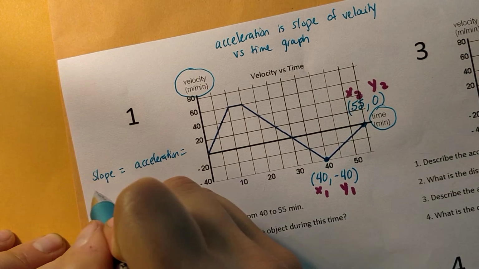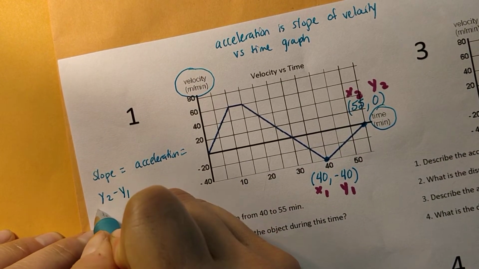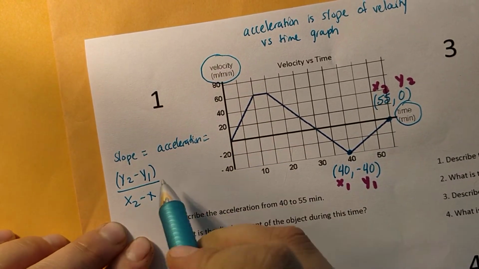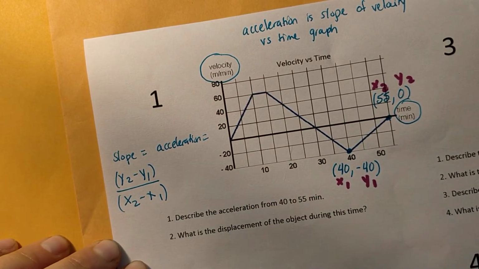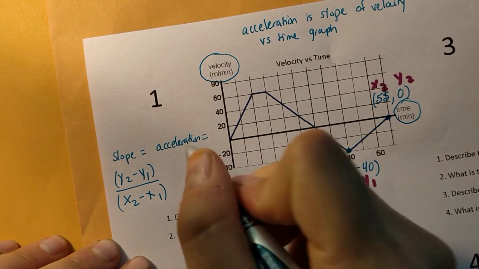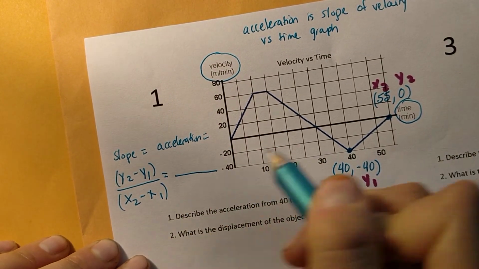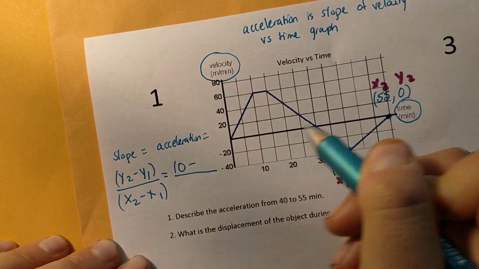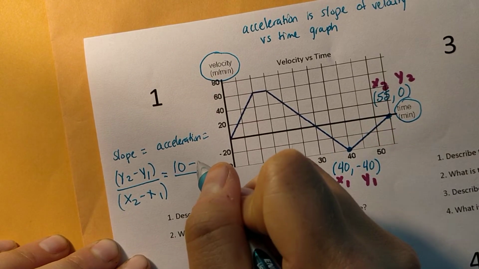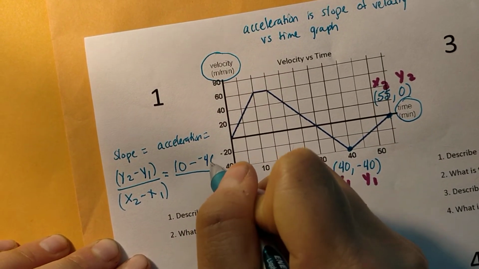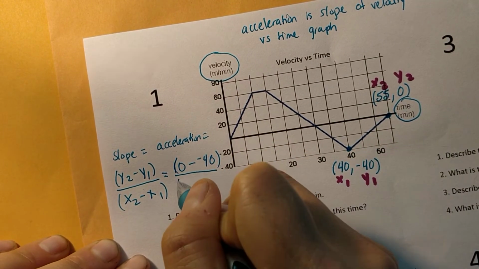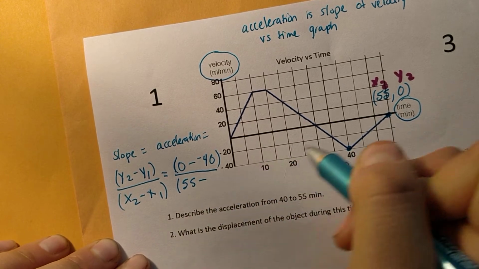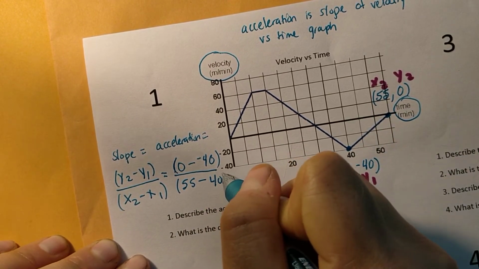And that equals y2 minus y1 divided by x2 minus x1. If you do this in your calculator and you don't put parentheses in both the numerator and the denominator, you'll get it wrong. So be careful. So I have the y2 value is 0, minus the y1 value, negative 40, minus a negative 40. Close my parentheses. On the bottom, I open parentheses. x2 is 55, minus x1 is 40.